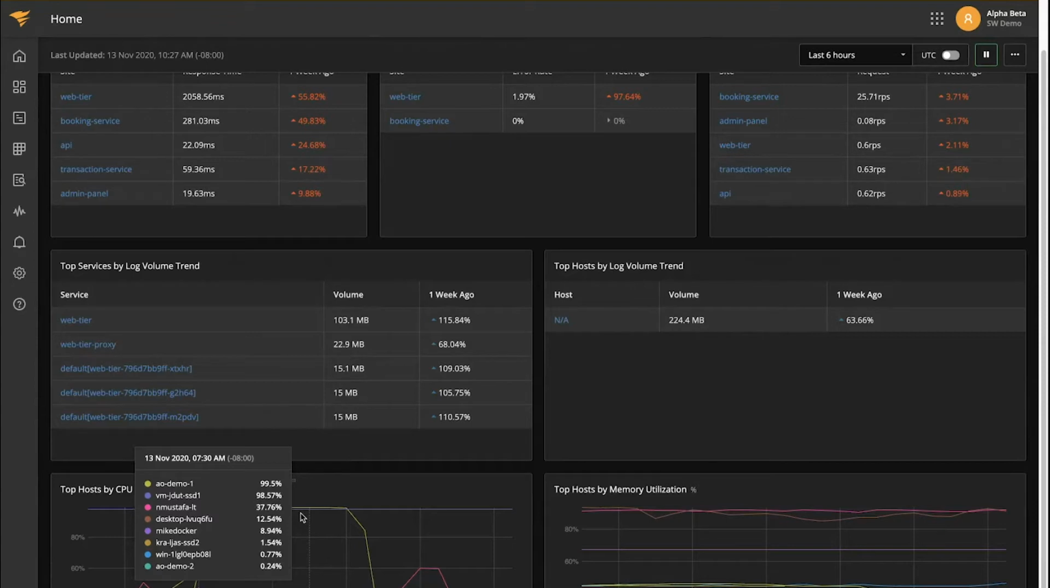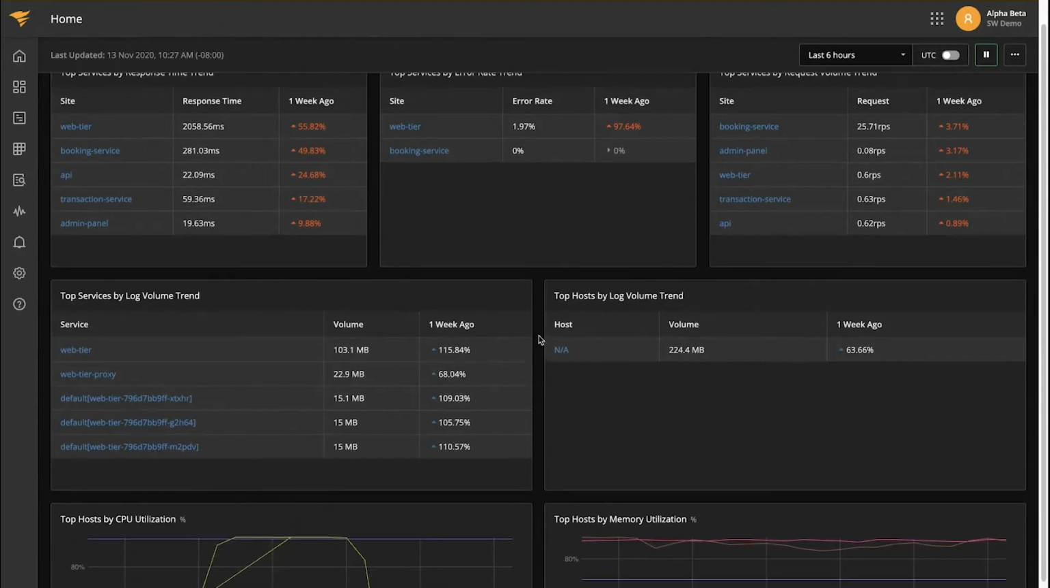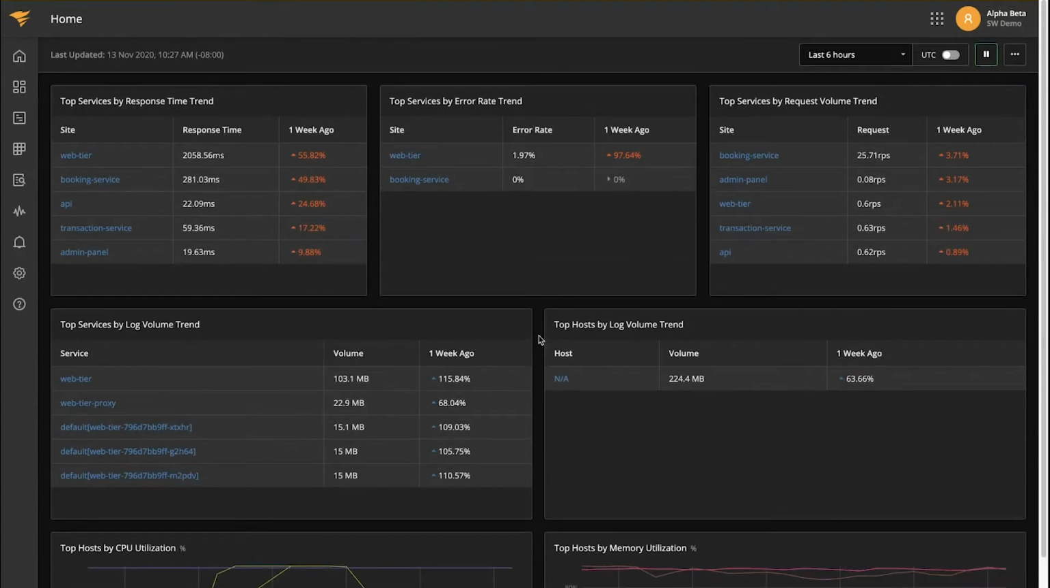at about 99%. So if we want to troubleshoot this more, it's pretty clear that there's something wrong with the web tier. It's certainly worse than it was a week ago. I can click into the web tier in any of these locations, but we're going to take a look at the latency problem first. Why is it slower this week?